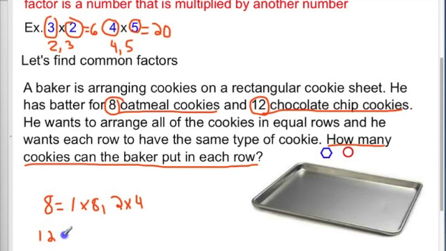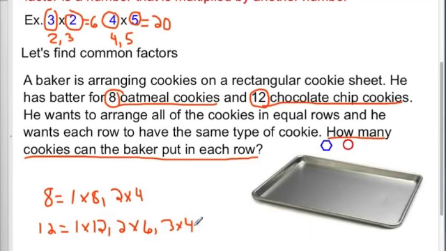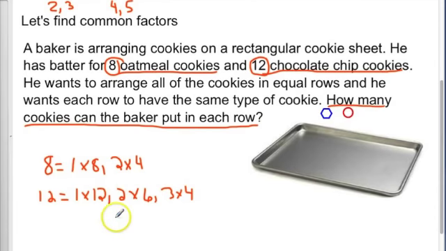Now I'm going to find all the factors of 12, starting with 1. 1 times 12 is 12. 2 times 6 is 12. 3 times 4 is 12. 5 times, nope, 5 doesn't work. 6 times 2 works. I already have the factors 6 and 2 listed here, so I don't need to repeat them again. The next thing that I need to do is take the factors that I have for 8 and the factors that I have for 12, and list them in numerical order.